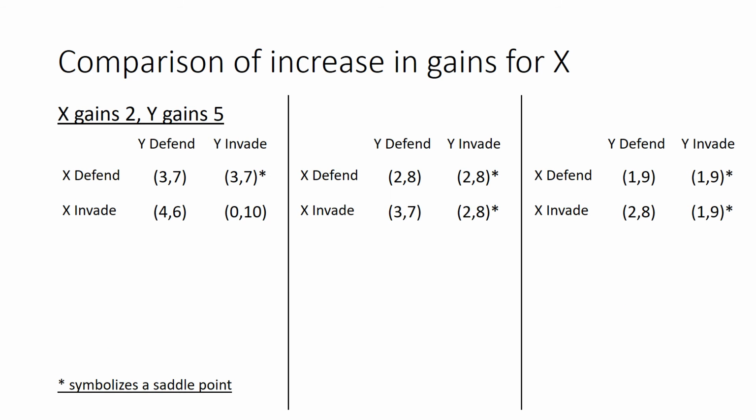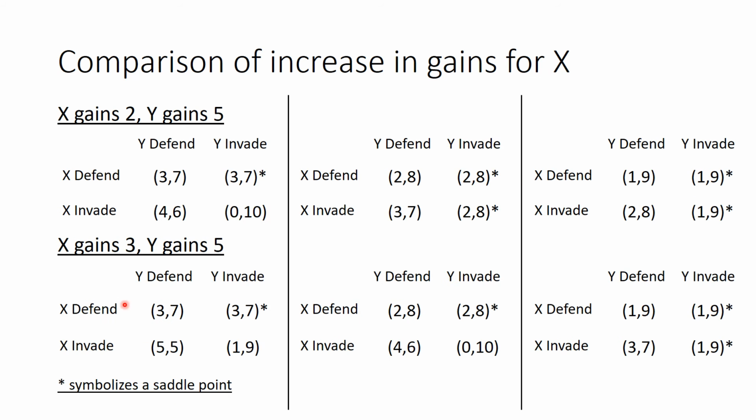After increasing the gains for Y, now let's increase the gains for X. So we're again going to look at the 3 starting positions and then compare them to an increase in X's gains. We have a starting position of 3-7, and we have a defend invade SATA point. Secondly, we have the starting position of 2-8, and we have a defend invade SATA point as well as an invade SATA point. So again, another double SATA point. And as well, the starting position of 1-9, we have another double SATA point.